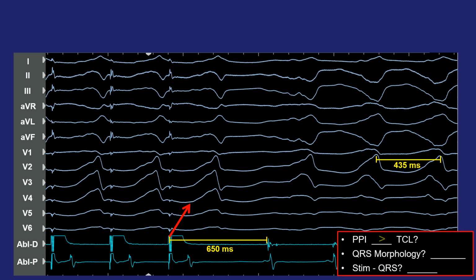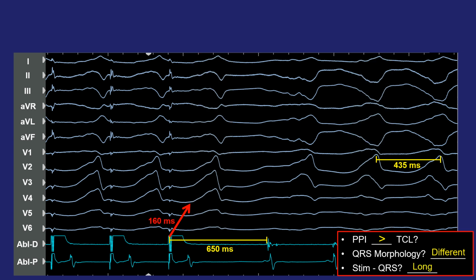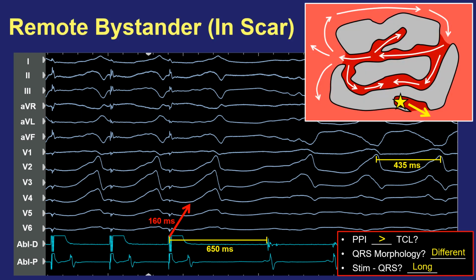Let's go through our checklist. Well, our post-pacing interval is clearly long, so we're not in the circuit. So again, game over right there. The QRS morphology is different, so also not in the scar exiting the same way the VT does. Interestingly here, the stim-QRS is long. What type of relationship do we have to the circuit here? Well, this is another remote bystander in another area of scar that is not adjacent to, not related to where the VT circuit is. Again, completely ineffective ablation site here. We're not in the circuit, the PPI is long, the QRS looks totally different.